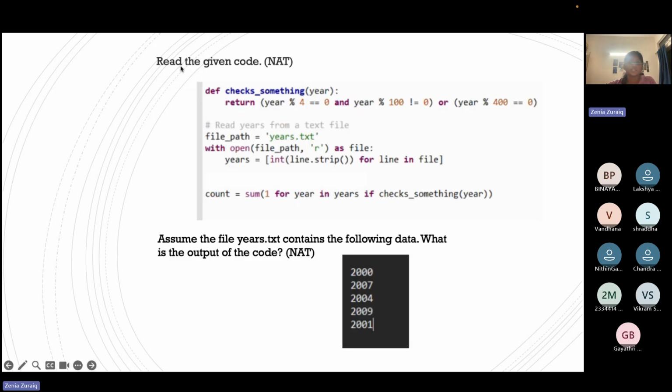Okay. So again, this is a numerical answer type. You have a function which is doing something, and here a file is involved called years.txt. So this years.txt is given to include such a number of things. So please put in what the answer should be.